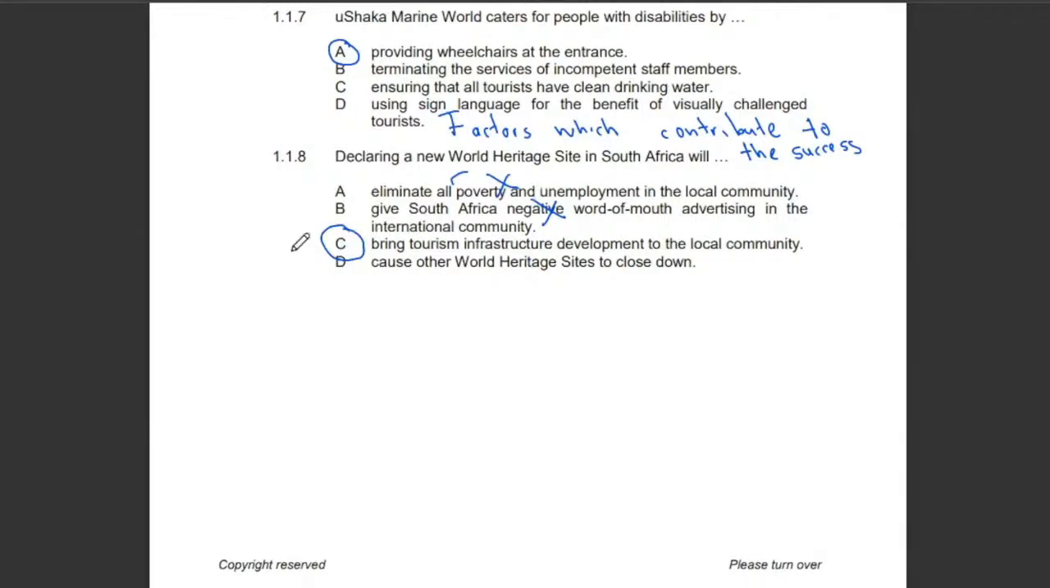Then let's look lastly at D. Cause other World Heritage Sites to close down. This is actually something which is negative, and so that disqualifies that particular answer. It won't cause other World Heritage Sites to close down. Actually, it would have an opposite effect. It would actually benefit surrounding World Heritage sites.